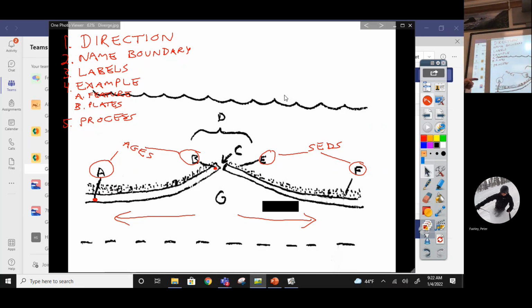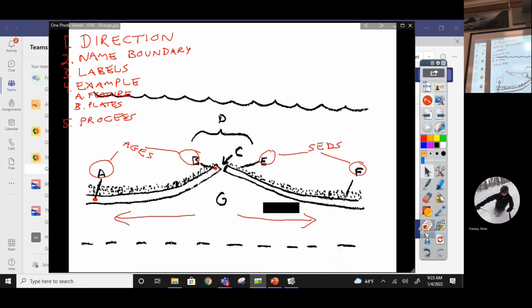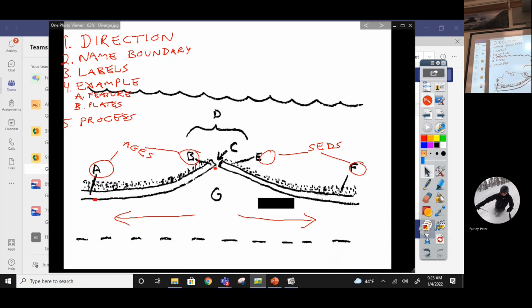Number 3, labels. A, I want to know about the ages of these rocks. First of all, do you guys agree that this is ocean crust? Oceanic crust, made of basalt. But which is older, A or B? A is older. Why do we know that A is older than B? Where is the new rock being formed? Right here. We have new rock forming in there. So it's formed in the middle and then it spreads out to each side. So the further away it is, the older it is.